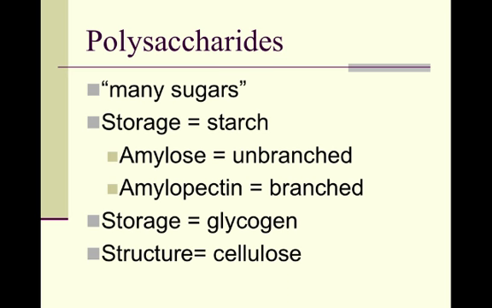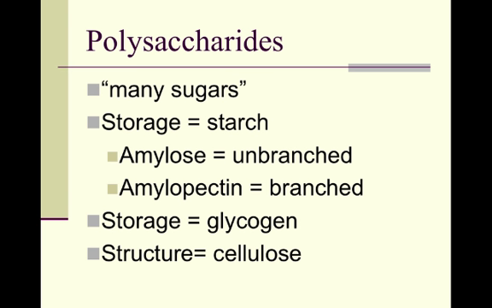The next term that we want to look at is polysaccharides. Poly meaning many, so it literally means many sugars. There's many functions for polysaccharides. One would be storage, and storage is usually in a starch molecule, like in plants. So we have amylose, which is an unbranched version, and amylopectin, which is a branched version.